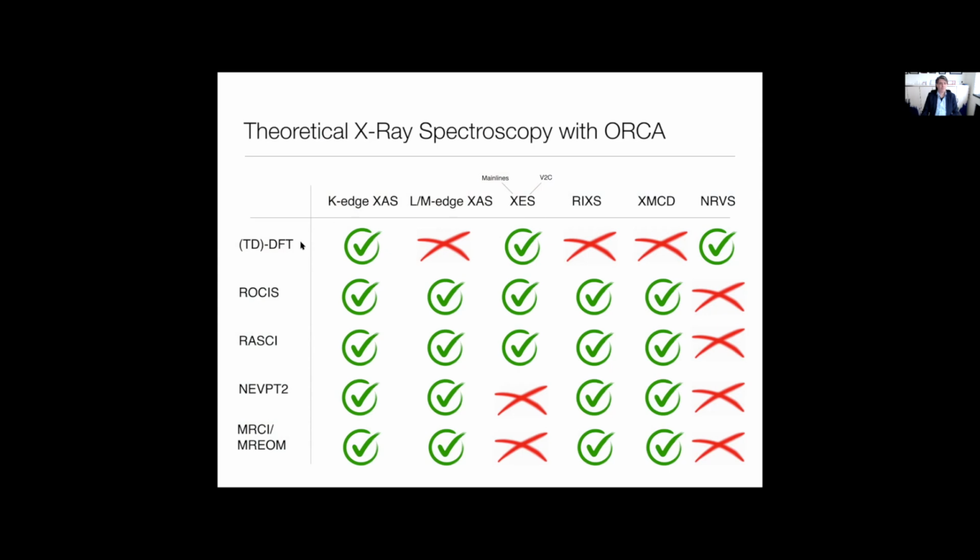Of course, DFT in general is a very useful tool. It's computationally highly efficient, but it has limitations. It does well for K-edge XAS, it does very well for X-ray emission spectroscopy, it does well for NRVS, but I would not recommend to try to use TDDFT or DFT-based methods for L or M edges unless you have d0 systems, or RIXS or XMCD. The tool that we have developed in Mülheim that is unique to ORCA is called the ROCIS approach, and ROCIS can calculate all of these spectra except NRVS, that is only available with DFT.